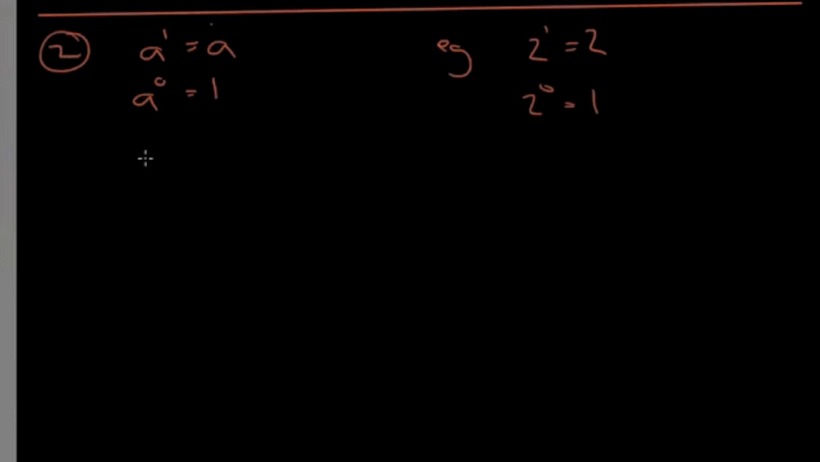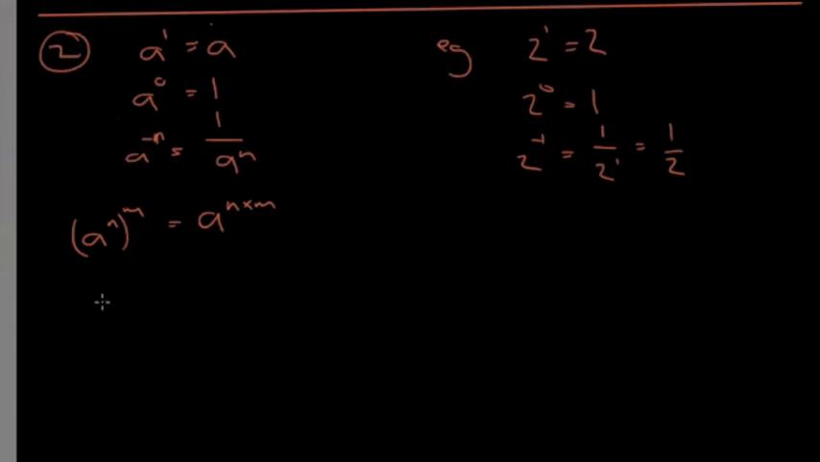What about a to the power of negative 1? 2 to the power of negative 1 equals the same as 1 over 2 to the power of 1, which in this case is 1 over 2. Probably better to express that with n. And then we've got the kind of combination ones. a to the n to the power of m equals a to the n times m. a to the n times a to the m equals a to the n plus m.